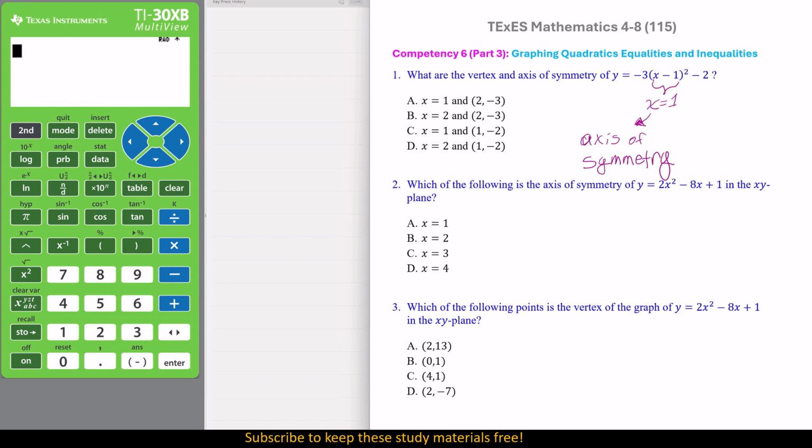Okay, that being said, let's see. Well, that allows us to mark out B and D. So we are left with A and C. But also highly convenient is that we know that the vertex is (h, k). Well, this is our k. Well, that's -2. And I can already see that C is our option.